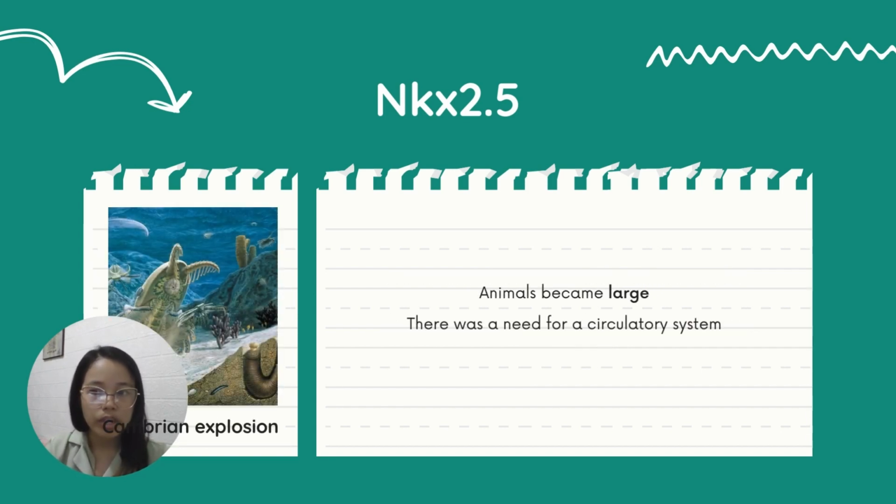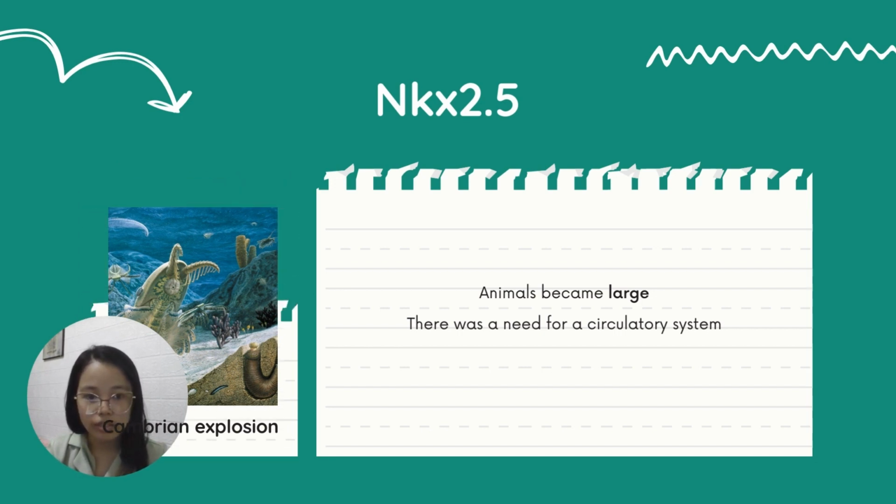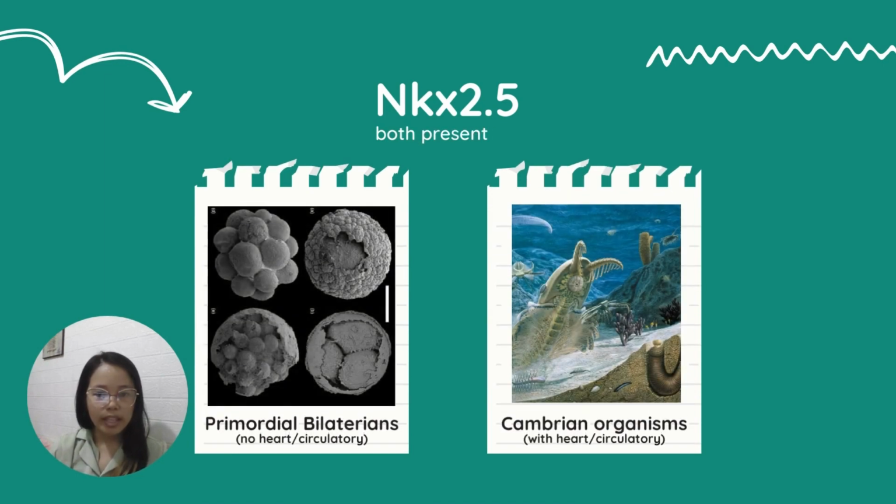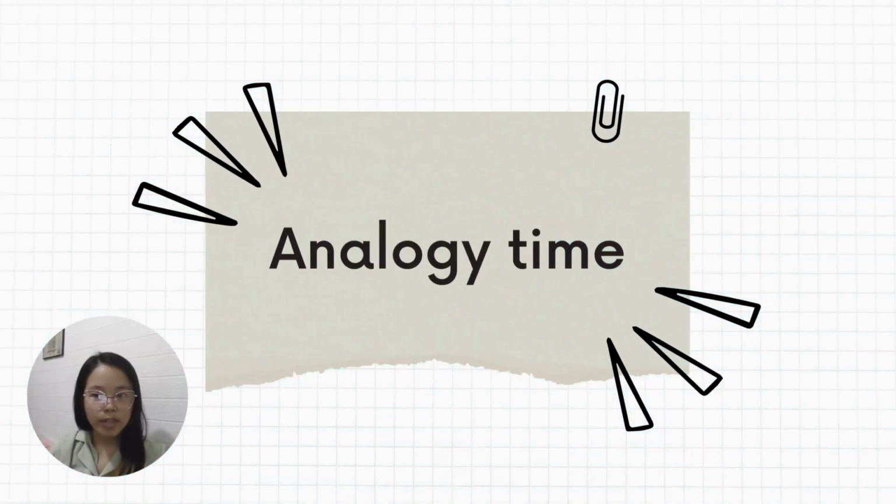In the Cambrian explosion, the animals became large. Thus, there was a need for a circulatory system since diffusion could not have been enough to oxygenate their tissues. Assuming that the NKX 2.5 gene was present in primordial bilaterians, despite them not having a heart or circulatory system, then the NKX 2.5 gene was probably originally in charge of specifying the anteroventral mesodermal regions instead of only specifically developing the heart. So here's a bit of analogy.